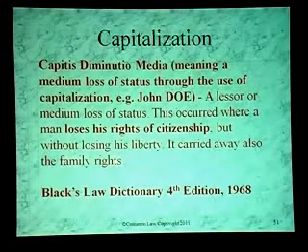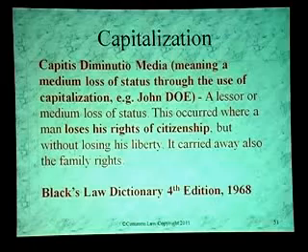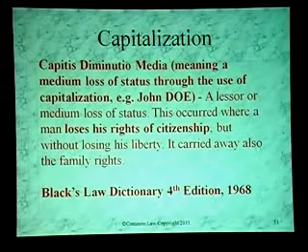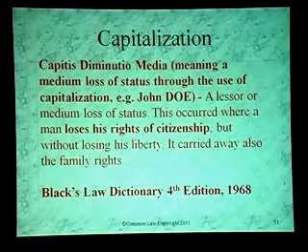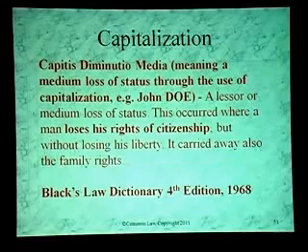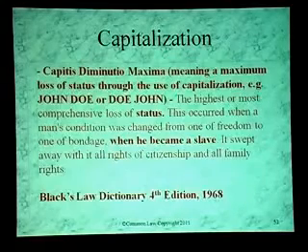A lesser or medium loss of status. This occurred where a man loses his right of citizenship without losing his liberty. It carried away your family rights. That's the reason that Child Protective Services can go and violate your rights all they want.